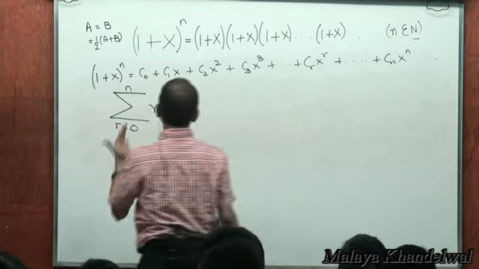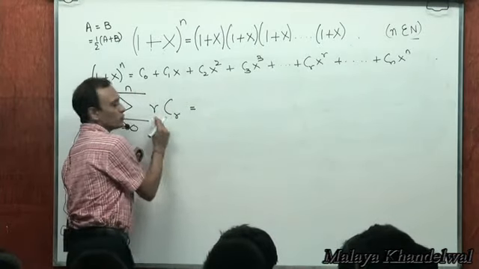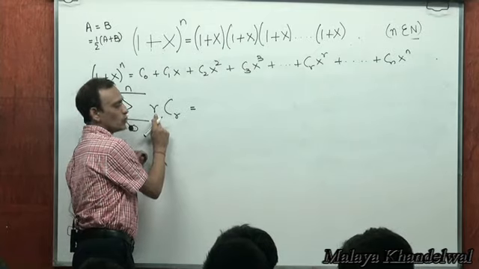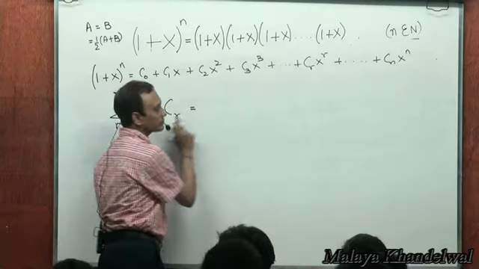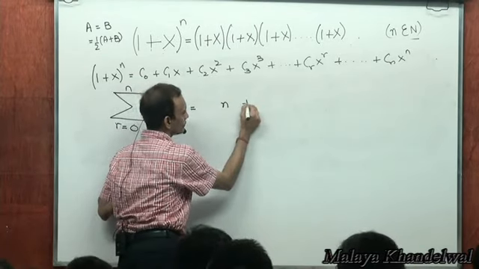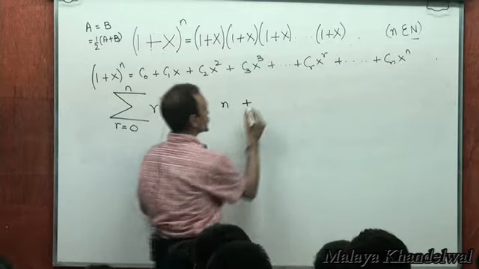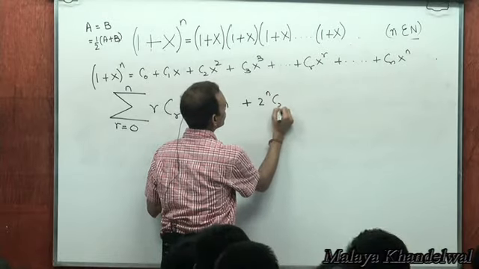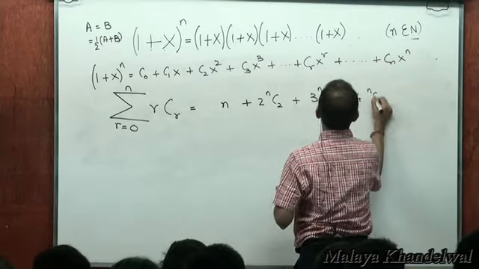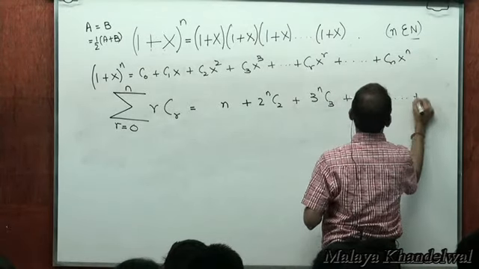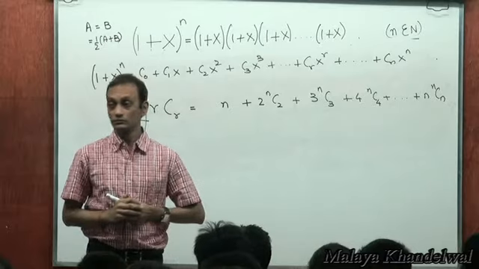Now, this, for r equal to 0, it's 0. For r equal to 1, it's 1 into nC1, that is n. For r equal to 2, 2 into nC2, 3 into nC3, 4 into nC4, n into nCn, right? Clear?